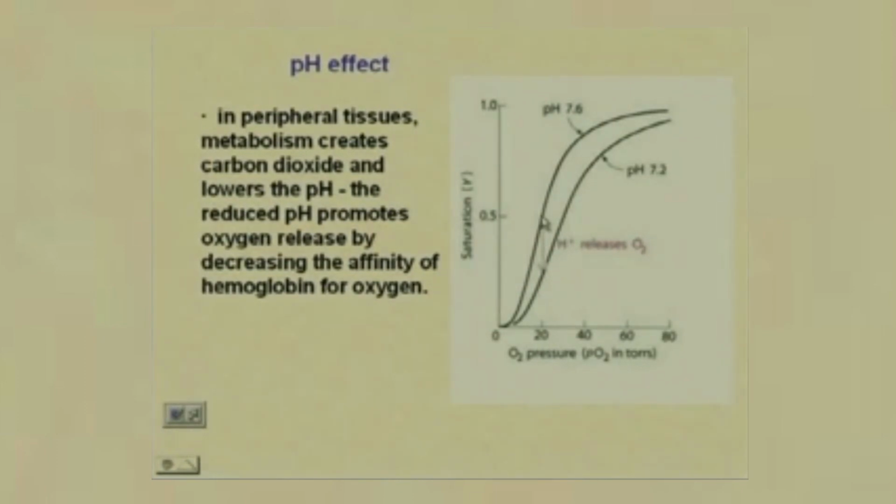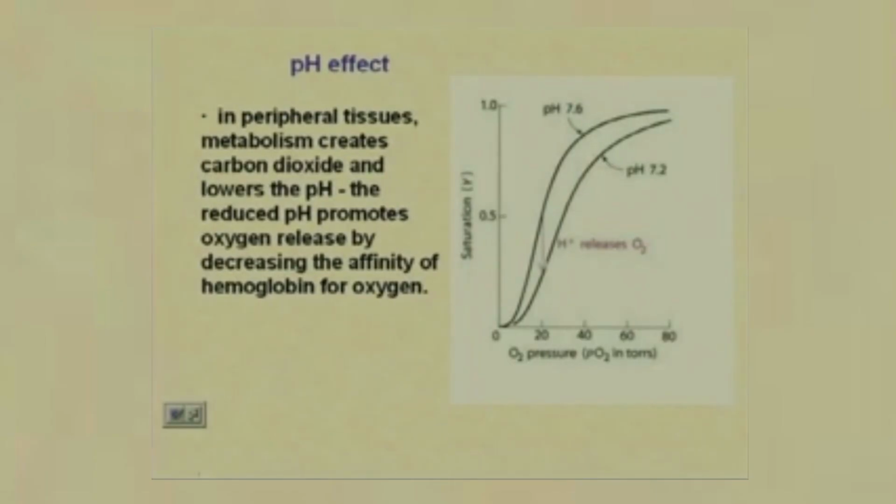What is going to happen when the pH is lower? The oxygen is going to release. Why? Because the saturation is going to be less. If there is a decrease in the saturation because of the decrease in the pH, what does that mean? Oxygen is going to be released. And where is this going to occur? In the tissues.